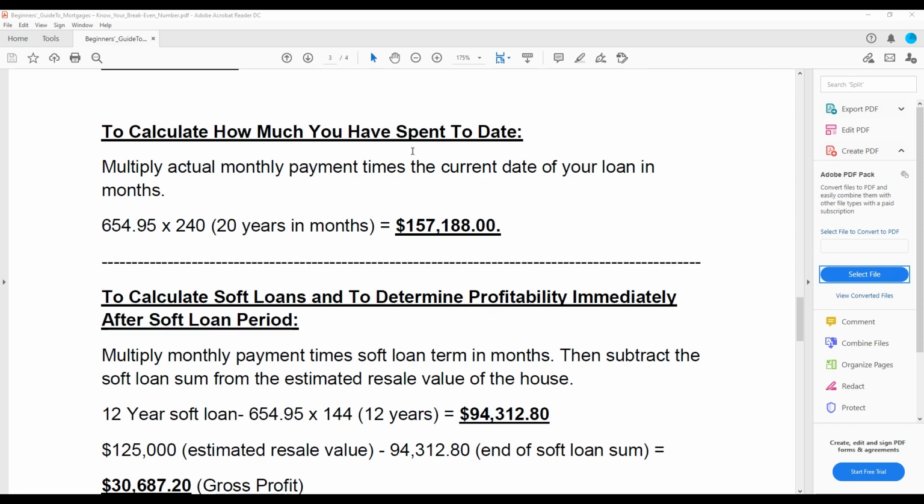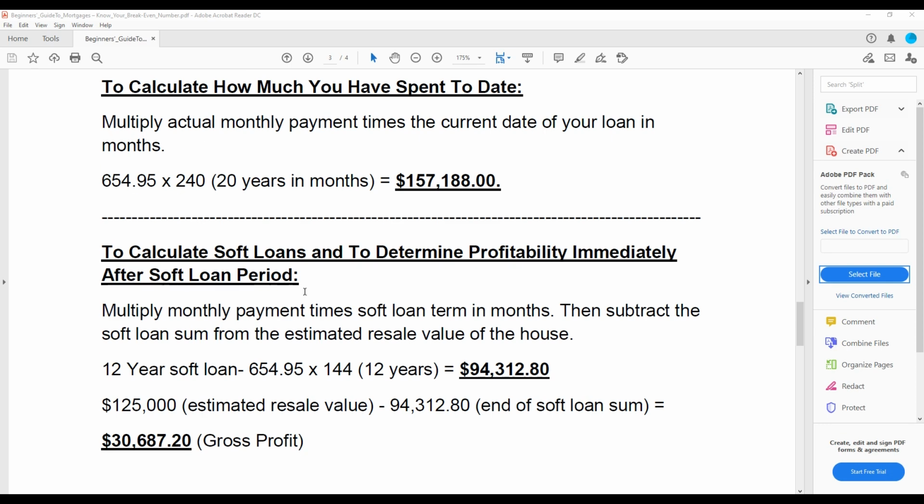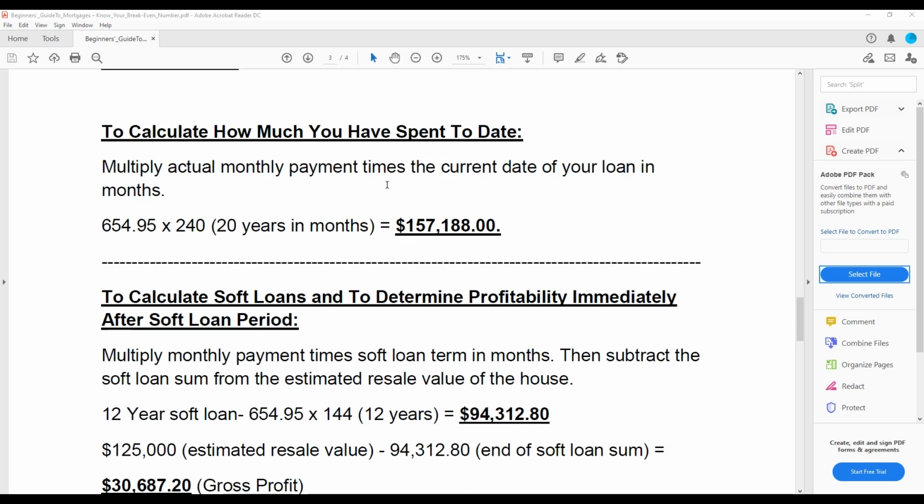To calculate how much you have spent to date, multiply your actual monthly payment times the current date of your loan in months. So for this property, it's been 20 years. $654.95 times 240, which is the monthly payment, times 240. 240 is 20 years in months. Means to date that this property owner has spent $157,188. And when we do the math, when you subtract that from the resale value, if they were to sell today at $125,000, you would see that they would still be at a loss.